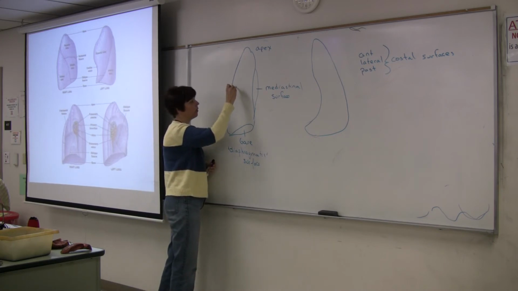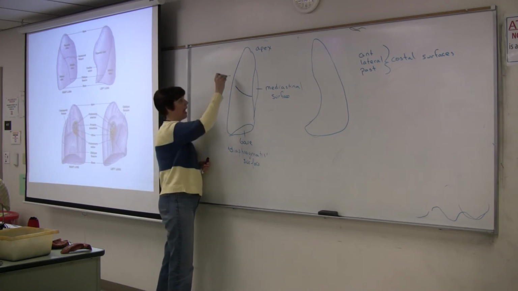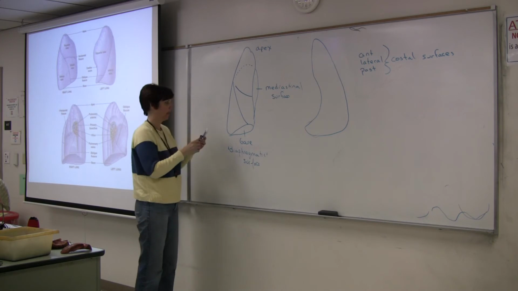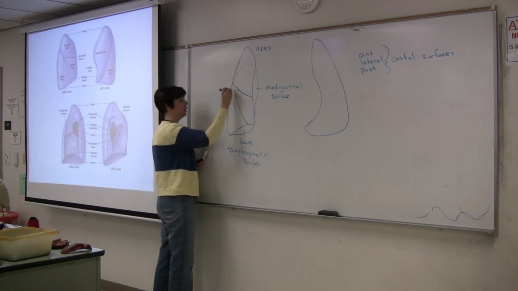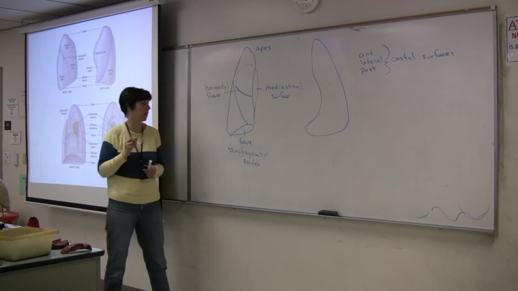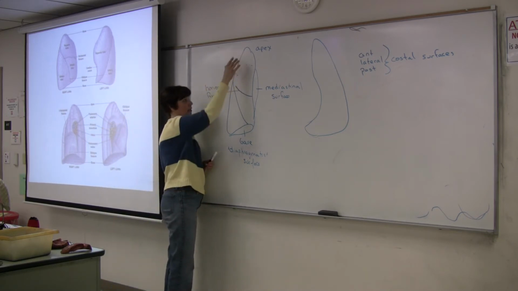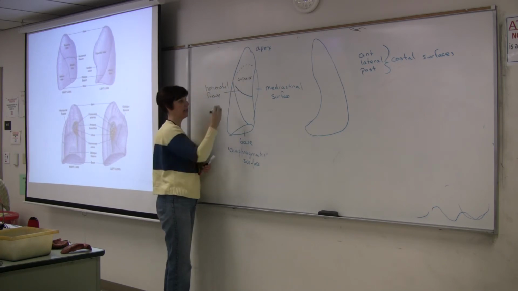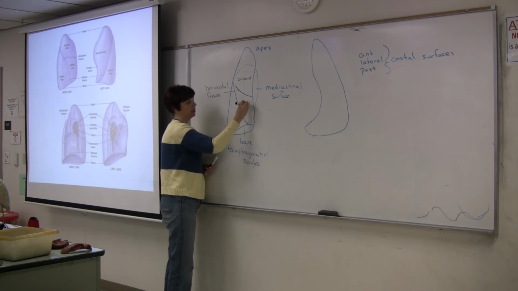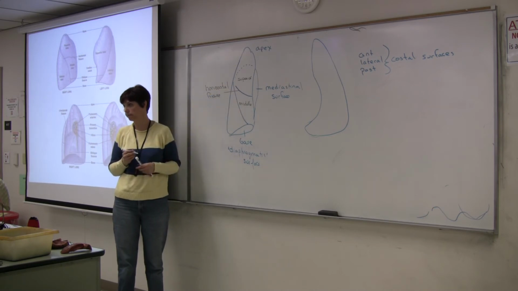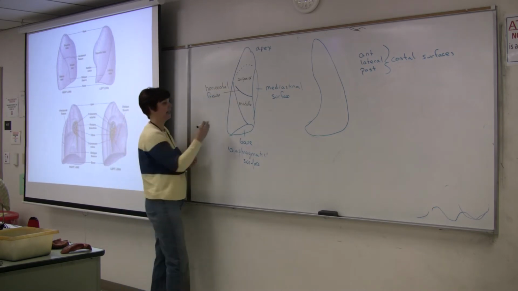We have a horizontal fissure and an oblique fissure. Dotted line means it's on the back surface. The horizontal fissure is found only in the right lung. We don't use the word transverse, we call it horizontal. This whole area here is going to be the superior lobe, up to the apex and around to the back a little bit. This is the middle lobe. So the horizontal fissure separates superior and middle lobes. And then this is the inferior lobe.